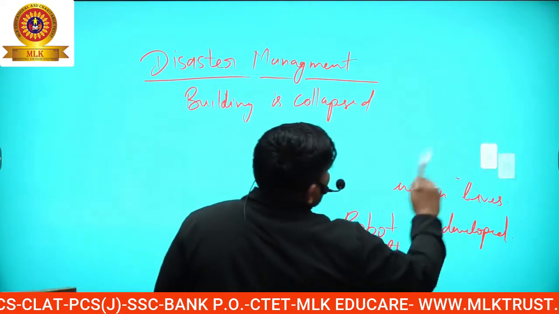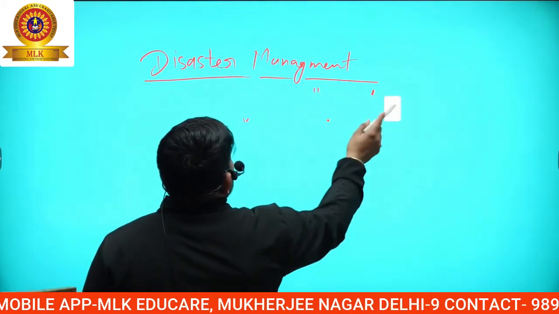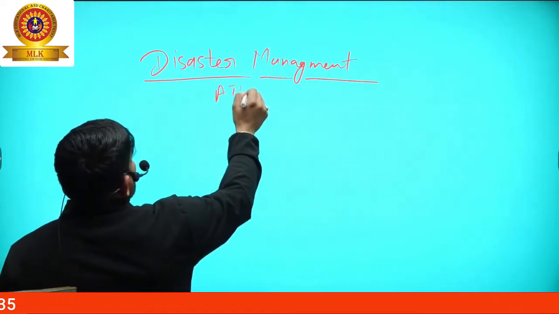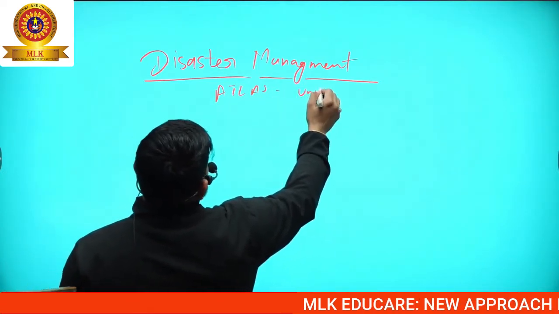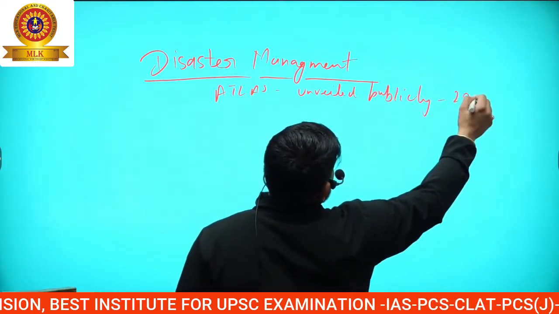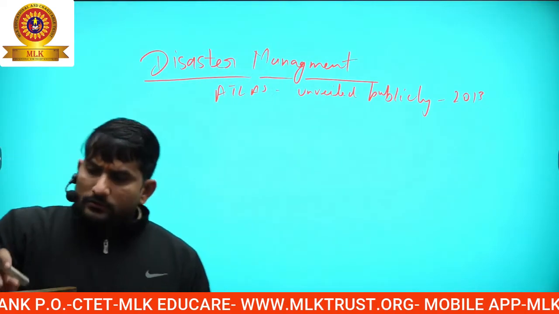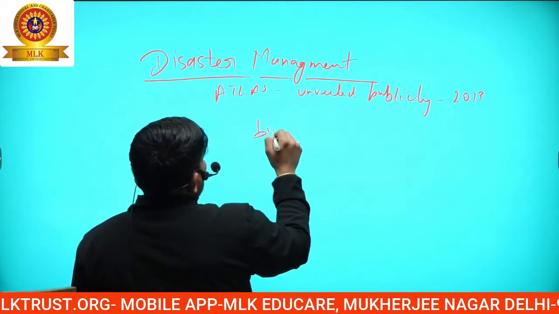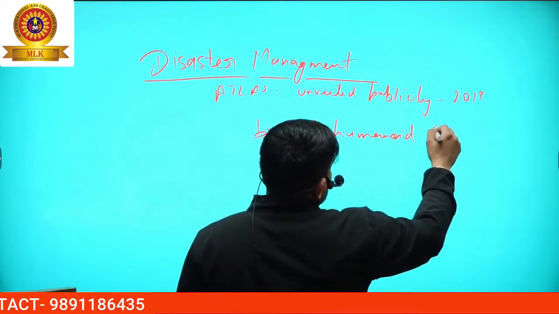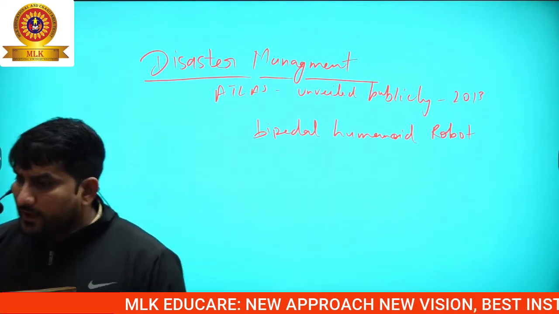So this Atlas was actually unveiled publicly in 2013. So in the year of 2013. Okay, and this is a bipedal humanoid robot. Bipedal humanoid robot. ओके, इसके दो पैर हैं, ठीक है. एंड दिस इज अ ह्यूमनाइड रोबोट.